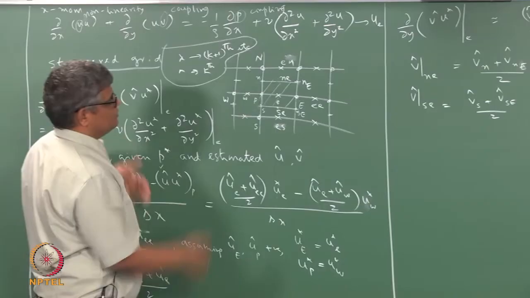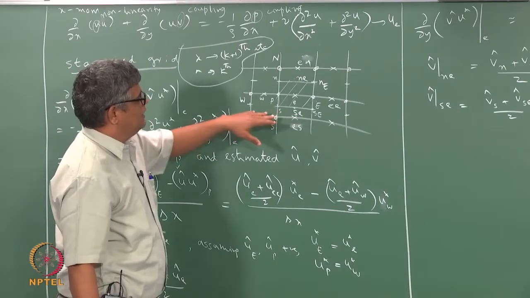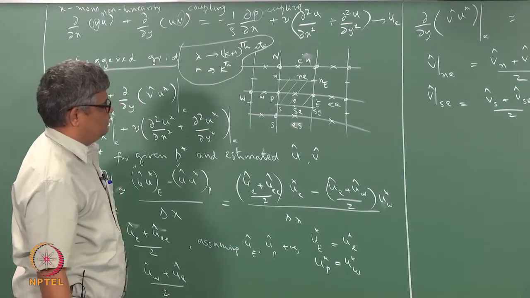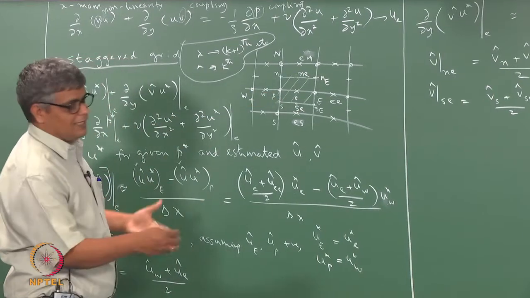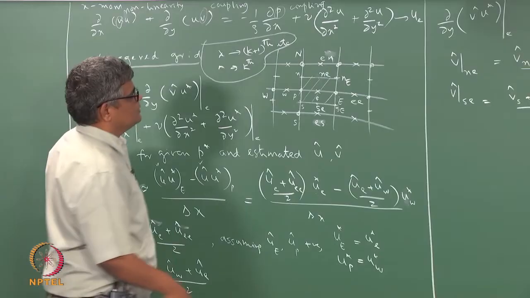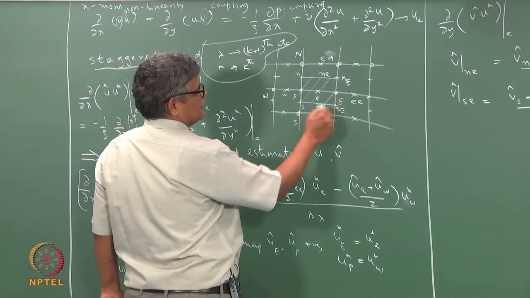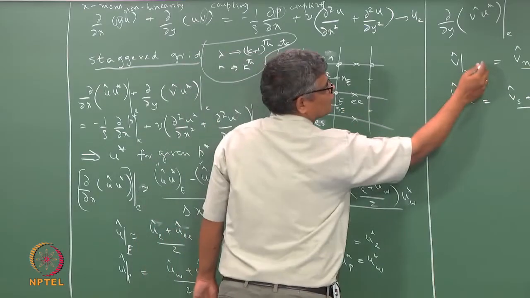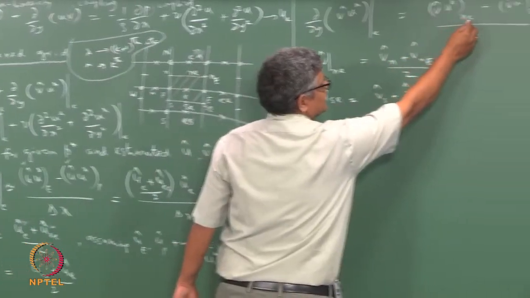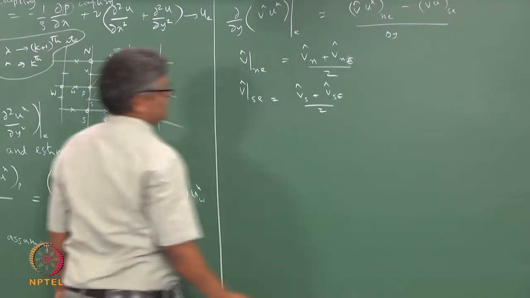In case of non-uniform grid spacing, we have to take a weighted average of the two based on the lengths in each direction, or areas or volumes in each direction. So in that way we can get an estimate for this component at NE and this component at SE.